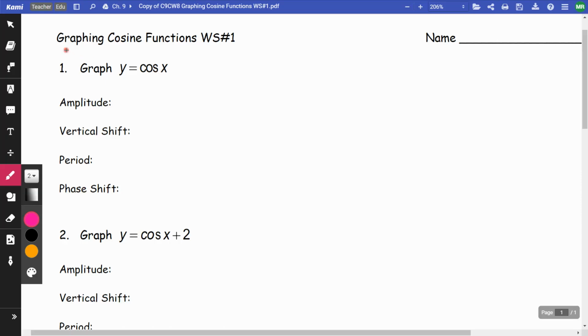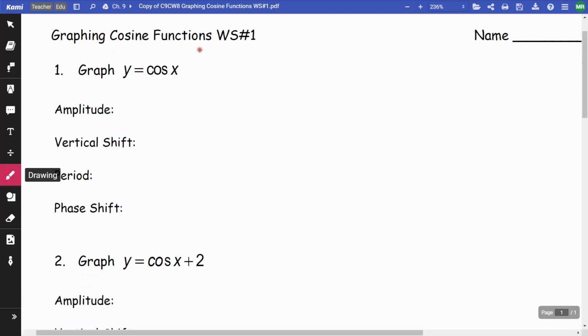This video is for Integrated 3 Graphing Cosine Worksheet number 1. This is the classwork for the first graphing cosine worksheet that we did. So on this, our amplitude is going to be 1. Our vertical shift, none. Our period is 2 pi. And our phase shift is none.